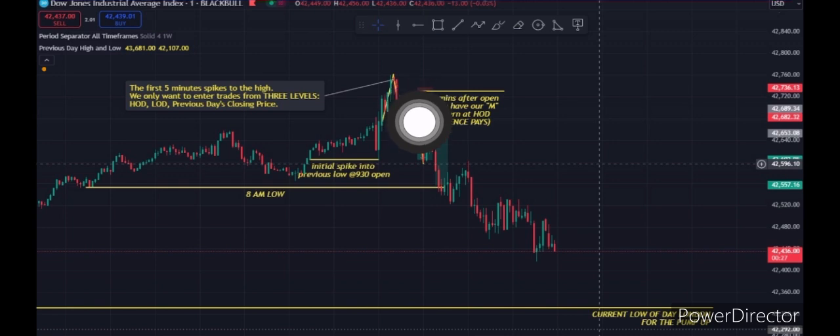We come back up here and reject, but we only want to trade from three levels, okay? The high of the day, the low of the day, or the previous day's closing price. Now, if I'm taking this setup from the high of the day to low of the day, okay, at some point we're going to hit yesterday's closing price. That's going to be somewhat of a target, okay, closing price. But that's what this is essentially. High of the session to low of the session, high of the day to low of the day, whatever you want to call it. You can see that I was out early.